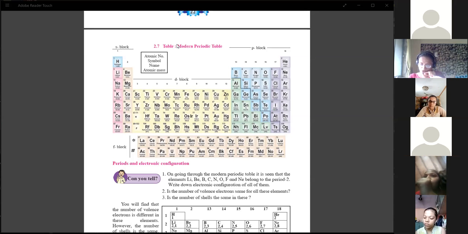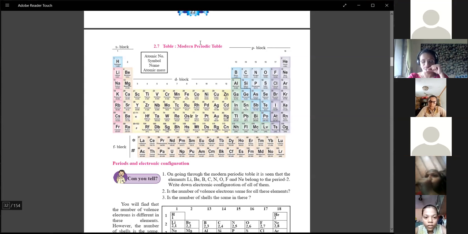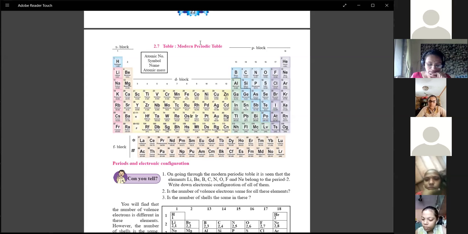By referring to the modern periodic table, find out the groups to which the above elements belong. Now come to the groups. To which group do these elements belong? Potassium, sodium, rubidium, cesium, and lithium. In which group do they belong?